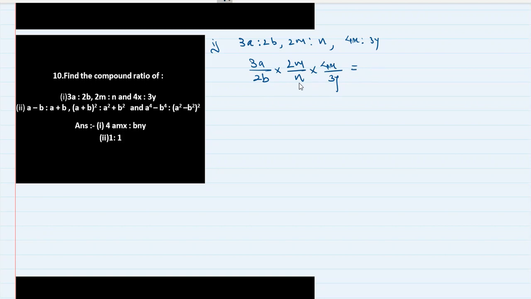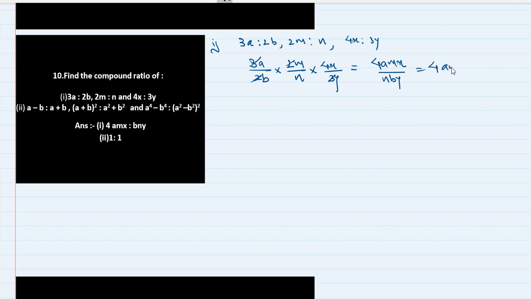You remember this? Compound ratio, I told you, when you have to find the compound ratio of two or more ratios, you multiply their respective antecedents and to the ratio the product of their consequents. So 3a multiplied by, okay, can anything be cut over here? Yeah, 3 gets cut with 3, 2 gets cut with 2 over here. So 4amx upon nby.